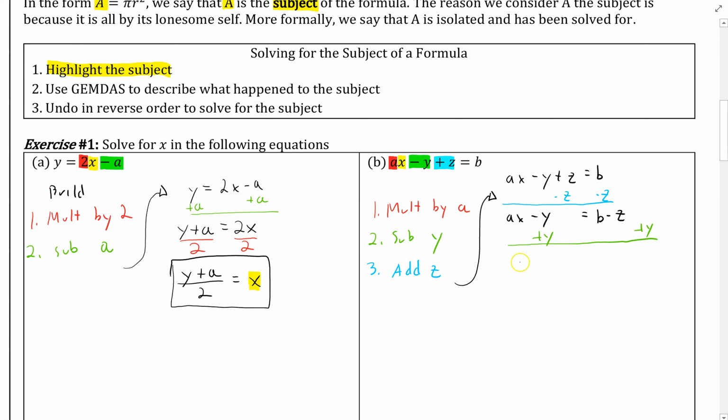So this gives me on the left-hand side ax, and on the right-hand side we have b minus z plus y. Technically speaking, it doesn't matter what order we write the letters in, and so if your answer doesn't match mine exactly, it's okay, as long as we respect the signs. Now, lastly, we need to undo the multiplication, and so we'll undo the multiplication by dividing both sides by a. And so this means that my solution is x is equal to b minus z plus y all over a.